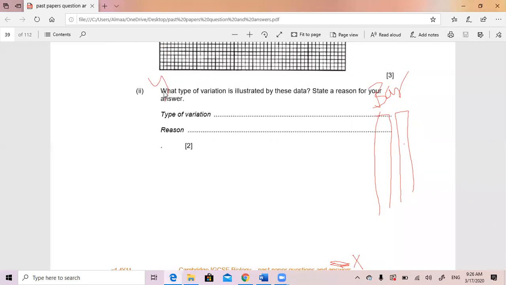What type of variation? I know that questions like this you don't study in the lesson, but you will get them in the exam paper. You must answer it. The type of variation here is discontinuous variation. The reason is that there are no intermediate values. No intermediate values means no overlap between the four groups. There are distinctly separate sets of values. Okay? Understand? On to another question.